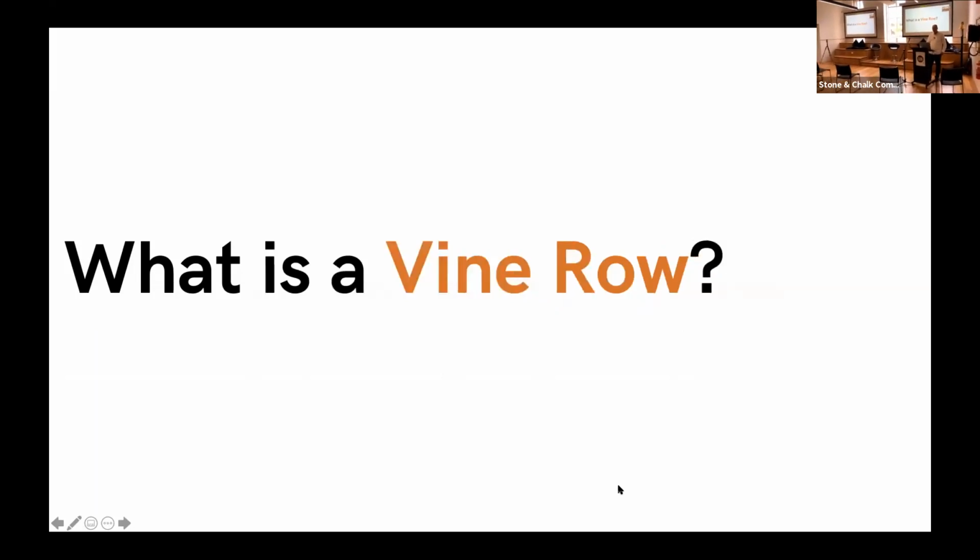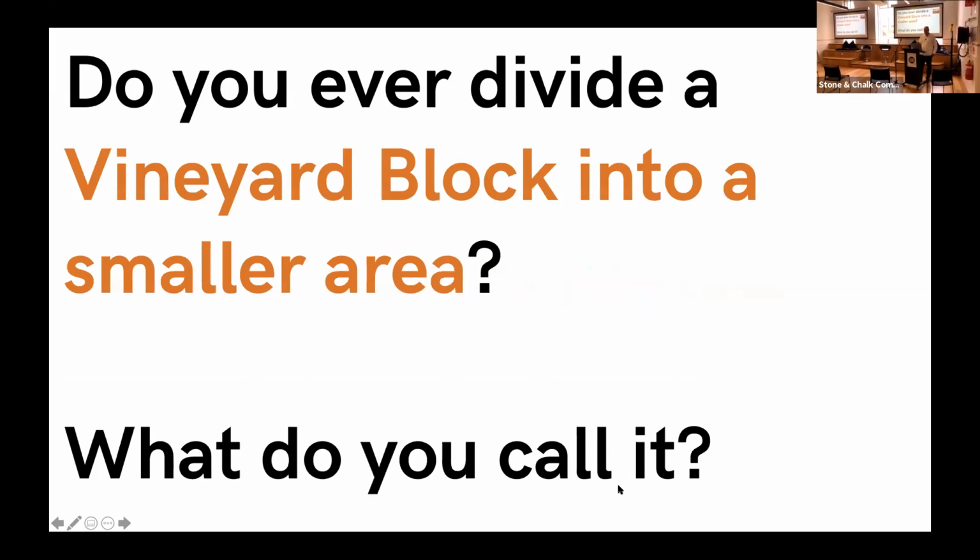And then also thinking about what is a vine row. So if you can start to think about defining, what is a vine row? And coming back to blocks, do you ever divide a vineyard block into a smaller area, a sub block? And if you do divide it, why do you divide it? And what do you call it?